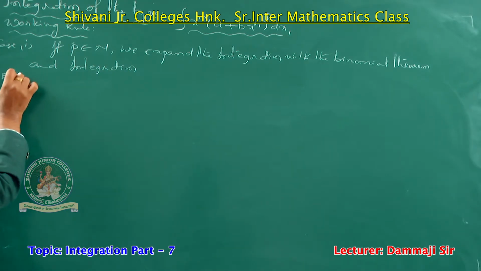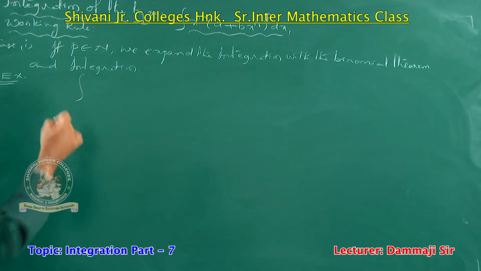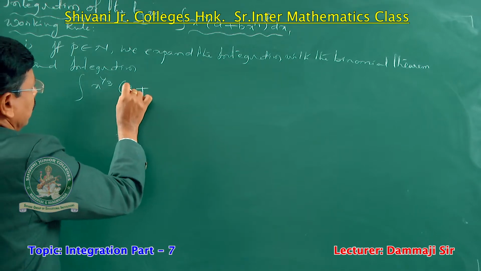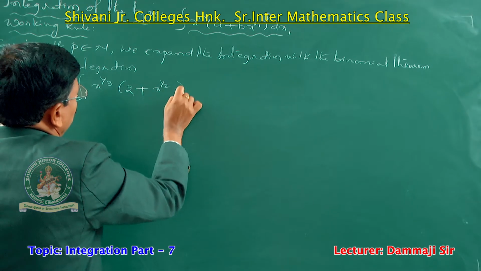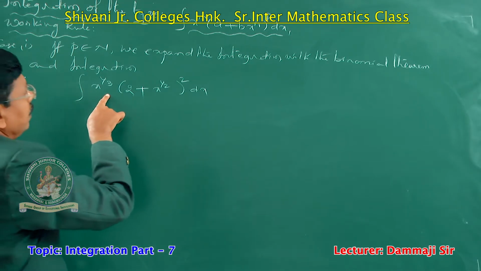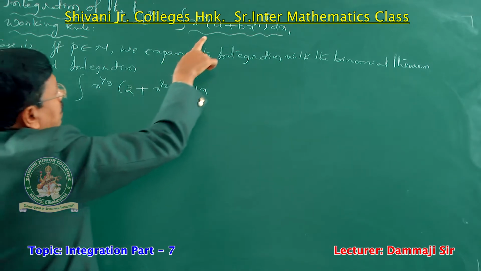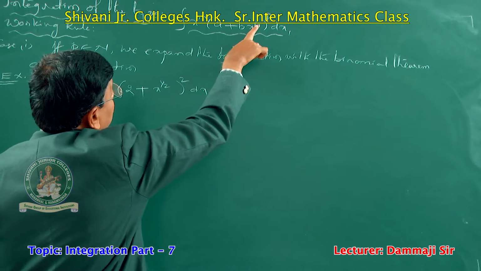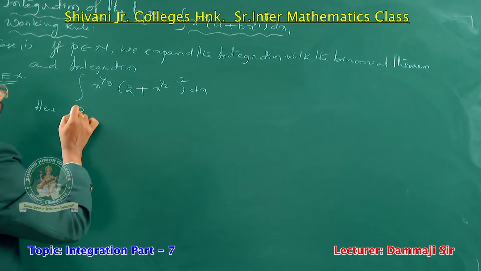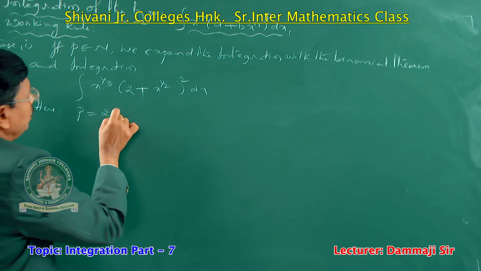Here is an example problem we can observe: integral of x power 1 by 3 times (2 plus x power 1 by 2) whole square dx. For example, you should not substitute any suitable substitution here. It is in the form of x power m times (a plus b x power n) whole power p. Here p is equal to 2, and 2 belongs to N, natural numbers.